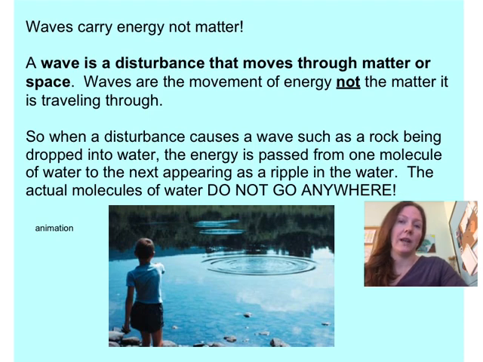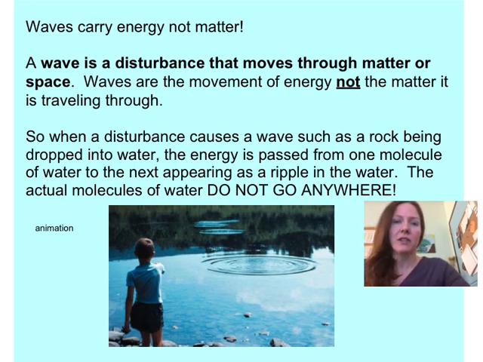So officially, a wave is a disturbance that moves through matter or space. There's a couple main categories of waves. You can have a mechanical wave that requires a medium to travel through. That's something to move through, like air or water. Or you can have an electromagnetic wave. And electromagnetic waves can travel through a medium, but also through empty space. And we'll get to those later.